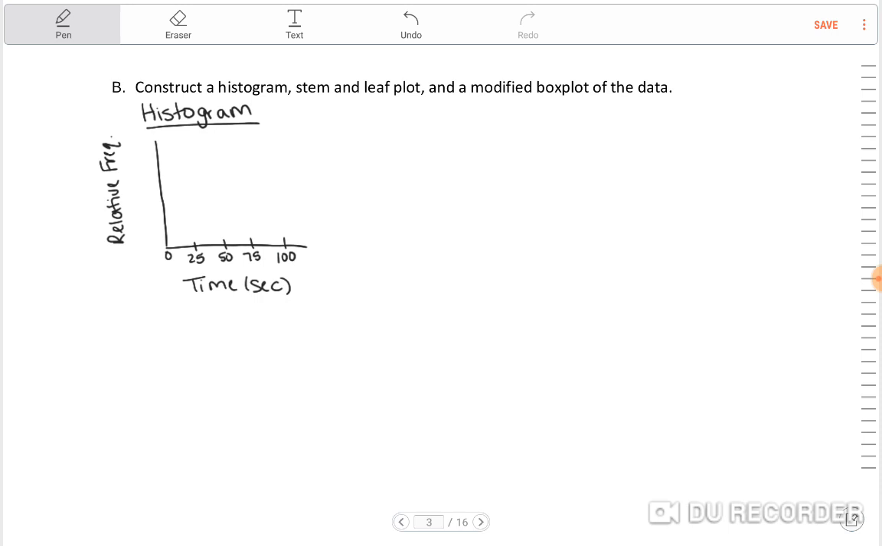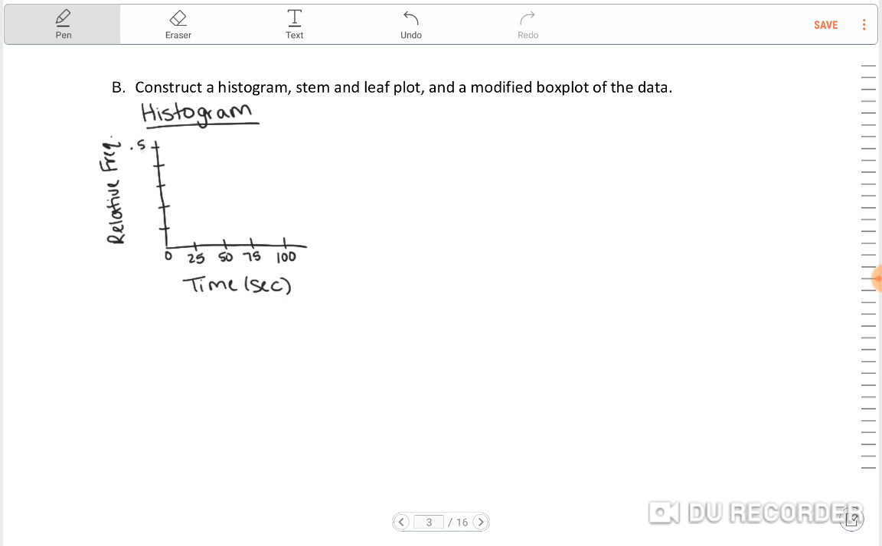Then on the side here, we're going to do our relative frequencies. The highest one was 0.44, so as long as we go to at least 0.45, we're good. I don't have that much space here, so I'm going to count up by 0.1, 0.2, 0.3, 0.4, and 0.5 like that.